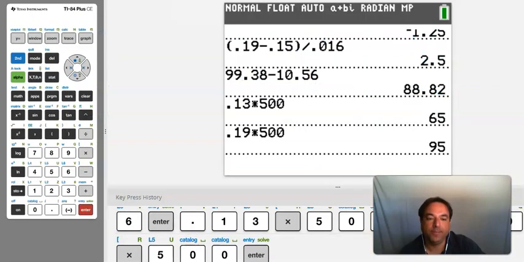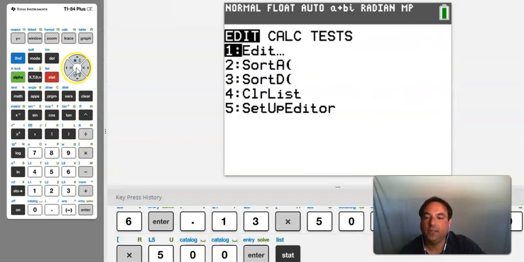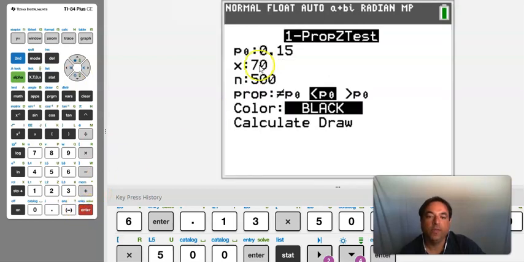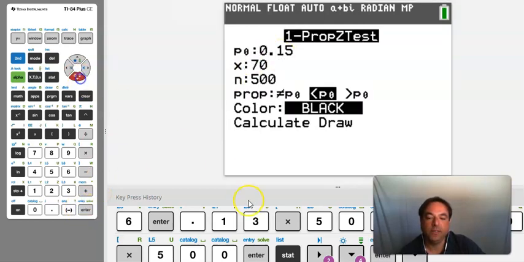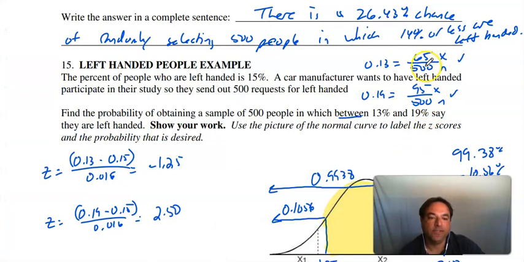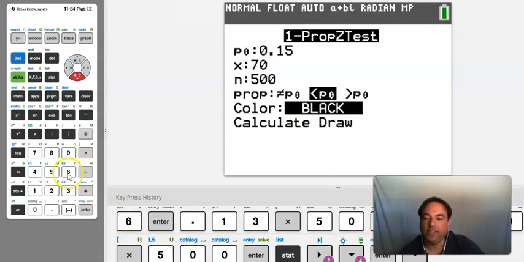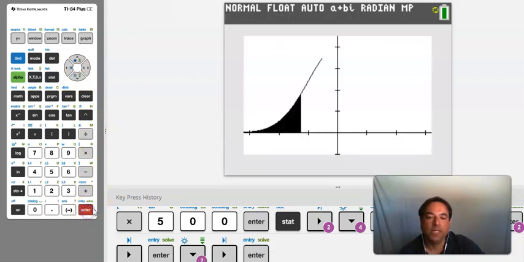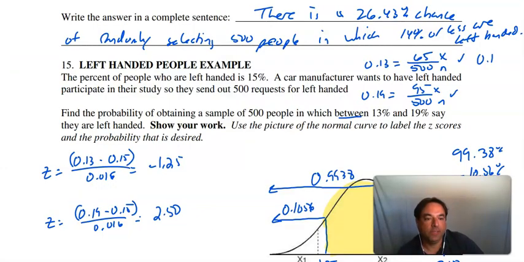So we go to the calculator, stat, over to tests, number 5. The p is 0.15, the first fraction is 65 over 500, so x is 65 and n is 500. And remember, for in between, we're going to do less than twice. We find the less than, go to calculator draw, and that gives us 0.1052.